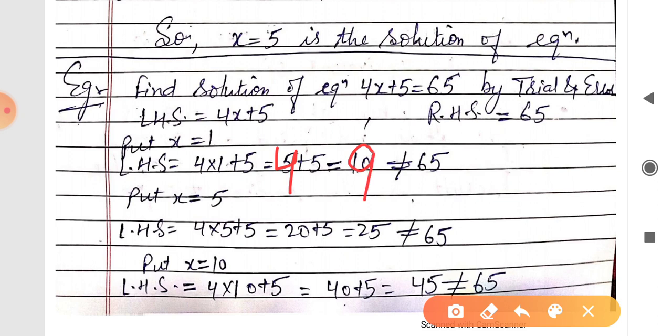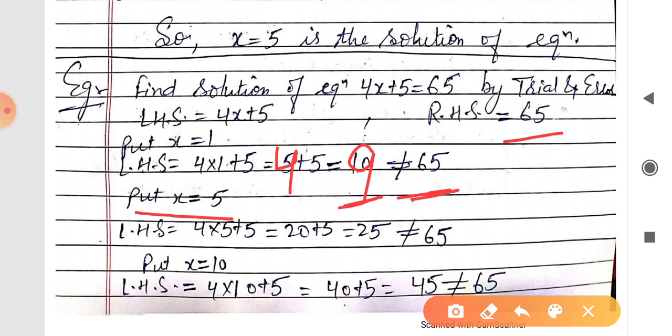But 9 is not equal to 65. That is right hand side. 9 is not equal to 65. There is a lot of difference between 9 and 65. So we can use interval. We can put values of x by using intervals. So we can also put value of x is equal to 5.